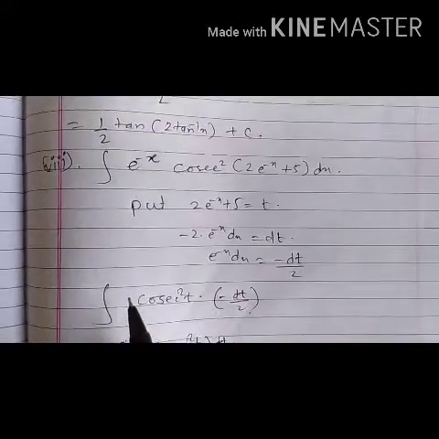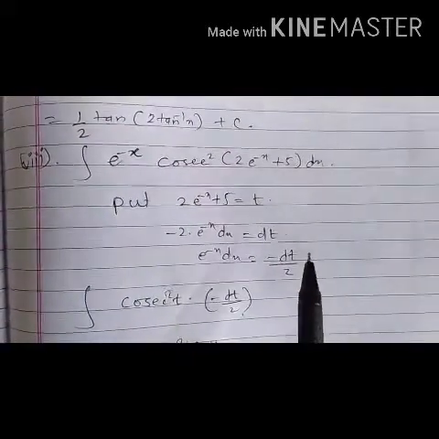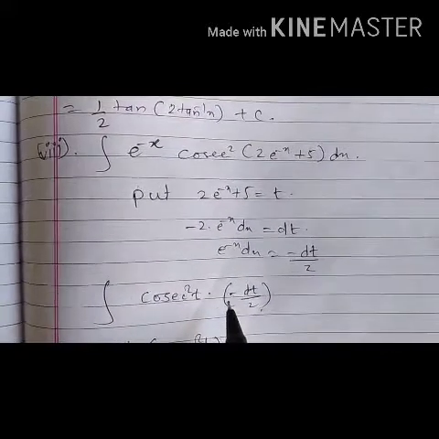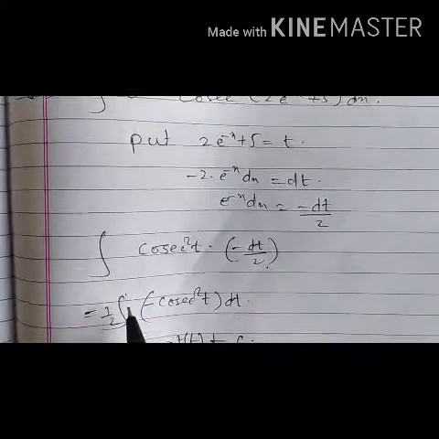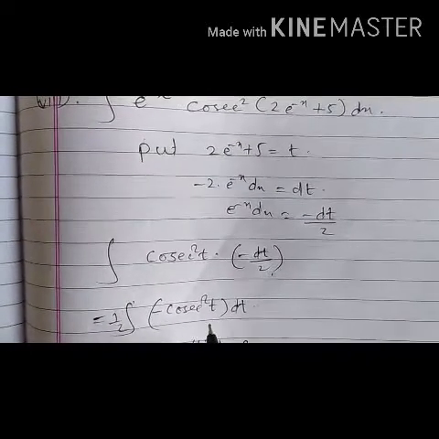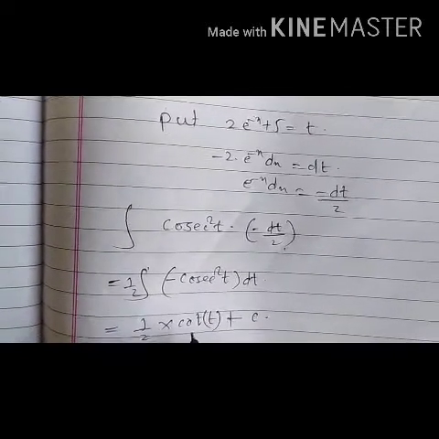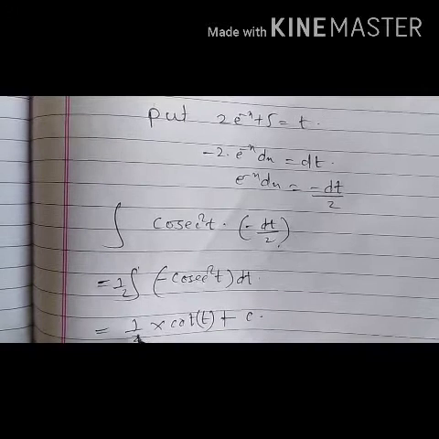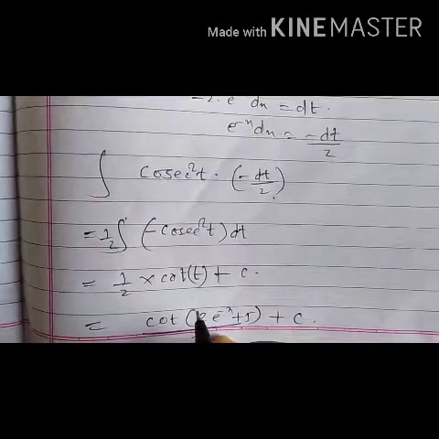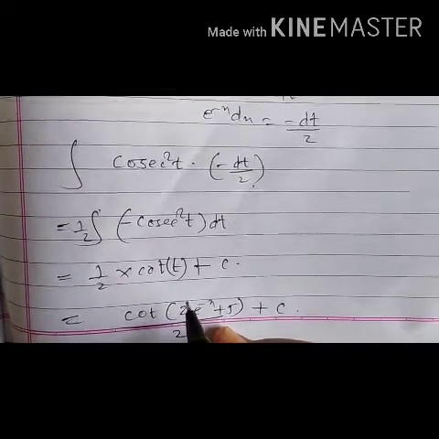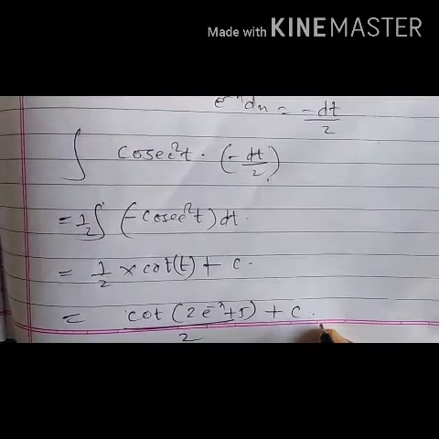Now we'll put this value. It will be integration of cosec square t. Now e raised to minus x dx, we have minus dt by 2. So it will be minus dt by 2. Now we'll take 1 by 2 outside. It will be now integration of minus cosec square t dt. Now integration of minus cosec square t is equal to cot t. So it will be 1 by 2 into cot t plus constant of integration. Now after resubstituting the value of t, we have cot of 2 e raised to minus x plus 5 upon 2 plus constant of integration.